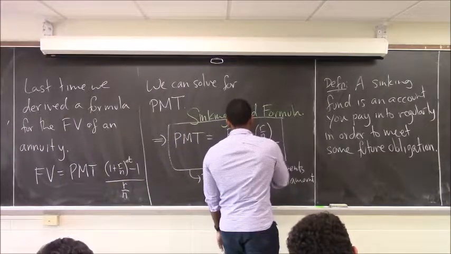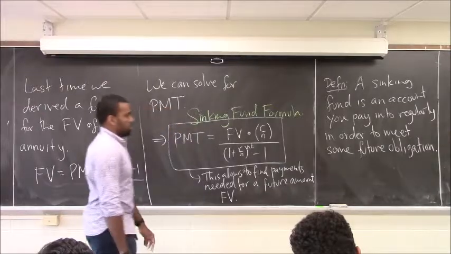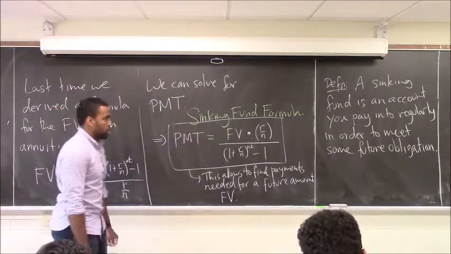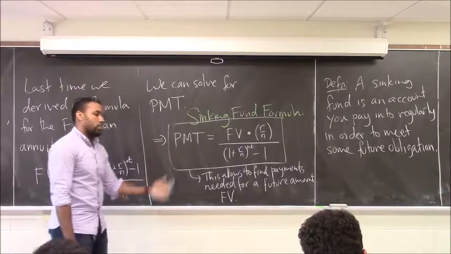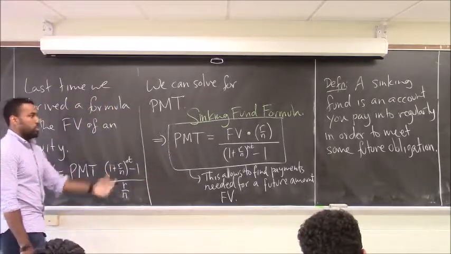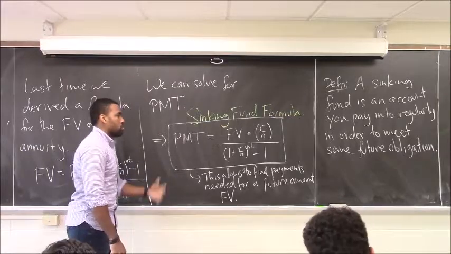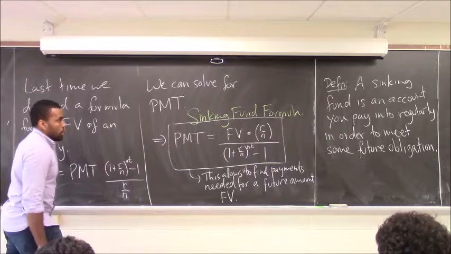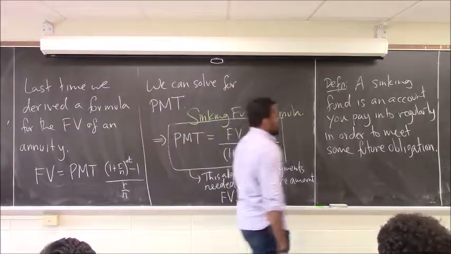So sometimes you actually know what you want to have in the future, and now you just want to figure out what you need to start paying now in order to have that in the future, assuming that I reasonably know how to predict the interest rates that I'm going to get. Okay, so that's called a sinking fund.